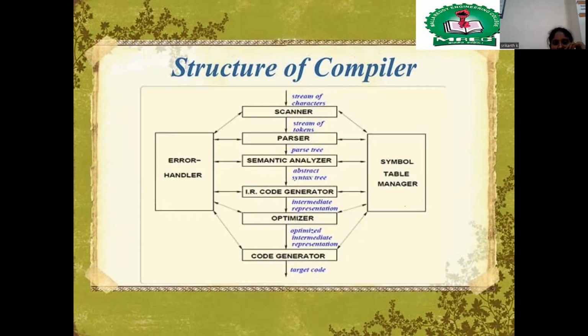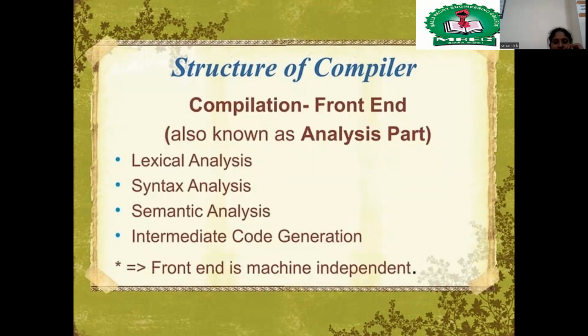Let us see the main structure of the compiler. In this, initially we will compile any program. Inside the compiler, the processes that will be done are error handler, scanner, parser, semantic analyzer, IR code generator, optimizer, code generator. After testing all these stages only, it will give the result to the symbol table manager.